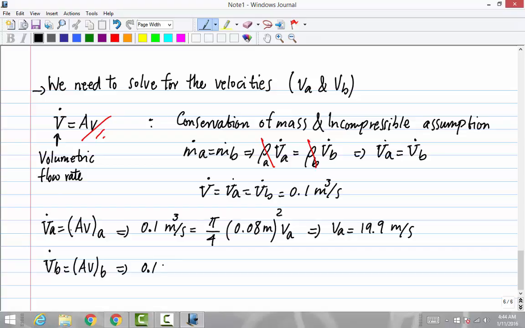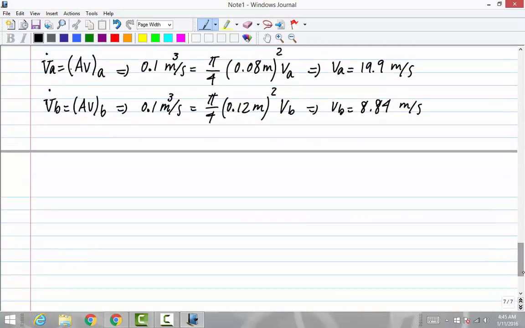And once again, let's solve this equation for point B, the outlet. But the volumetric flow rate is still the same as I told you before. And the outlet diameter is 12 centimeter, squared. So this is the velocity, therefore VB equals 8.84 meter per second. Great. We're about to finish.